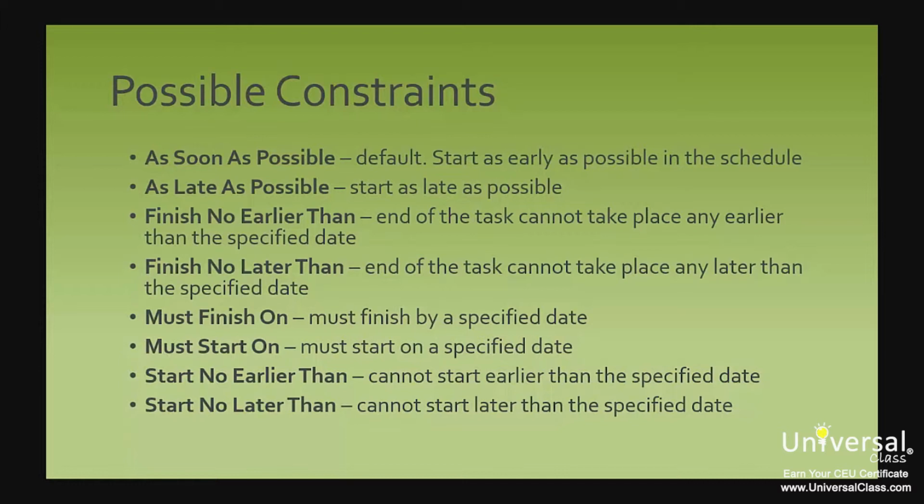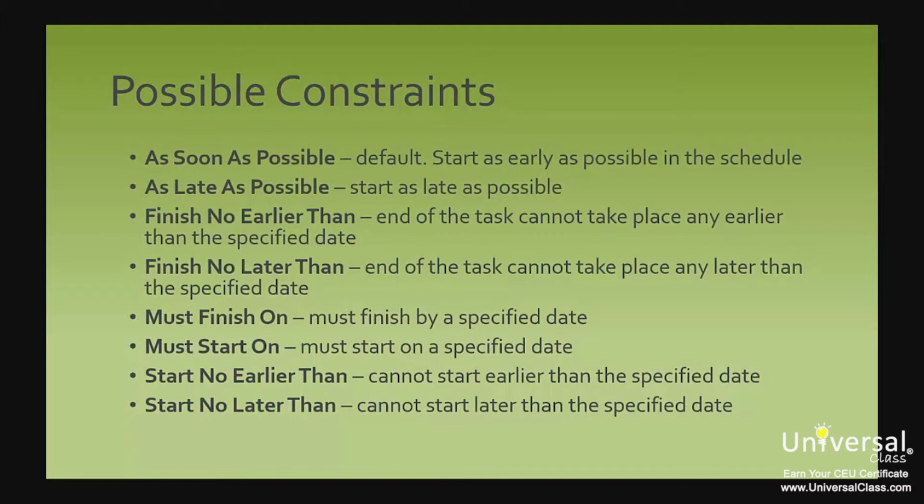Finish no earlier than: the end of the task cannot take place any earlier than the date that you specify. Finish no later than: the end of the task cannot take place any later than the date you specify. Must finish on: the task must finish by a specified date. Must start on: the task must start on a specified date. Start no earlier than: the task cannot start any earlier than the specified date. And start no later than means the task cannot start any later than the specified date.